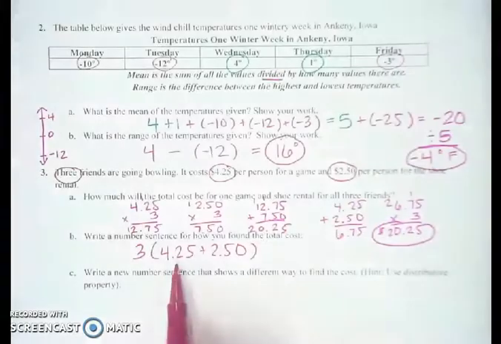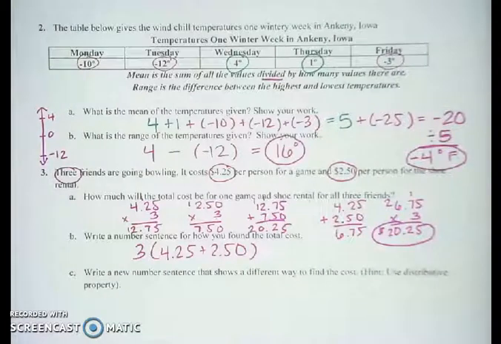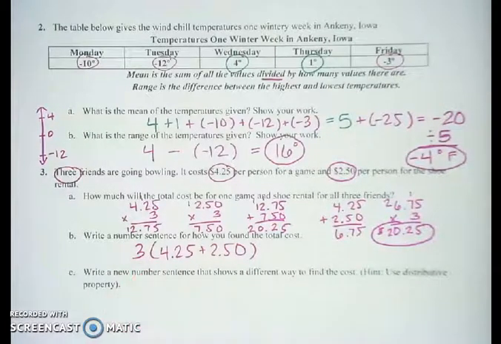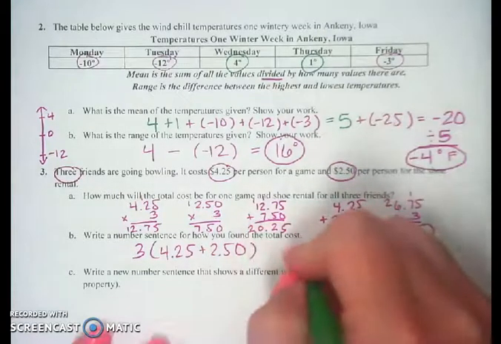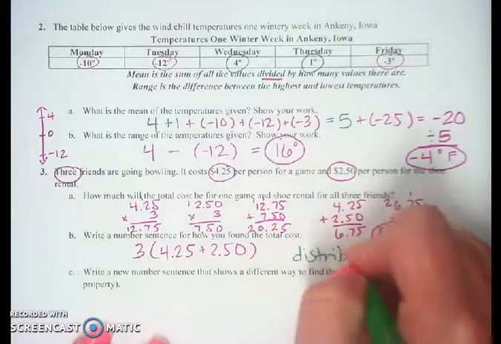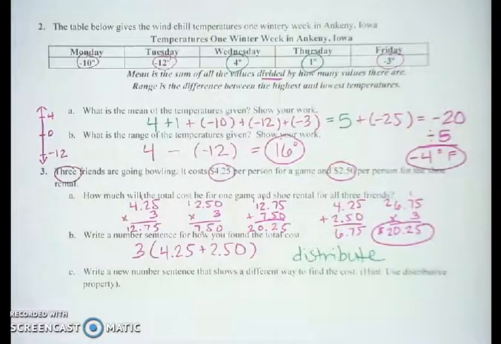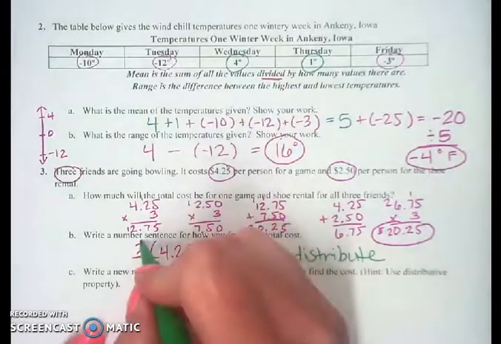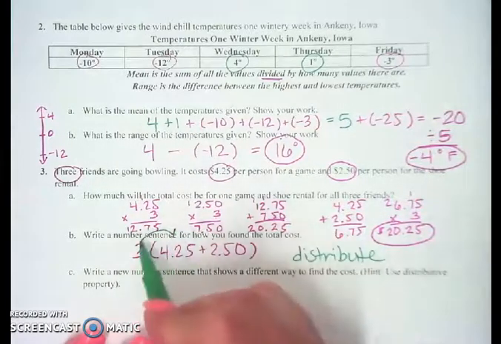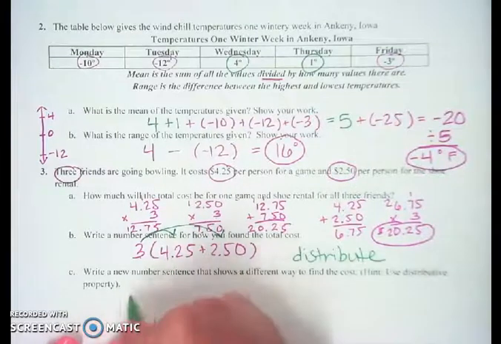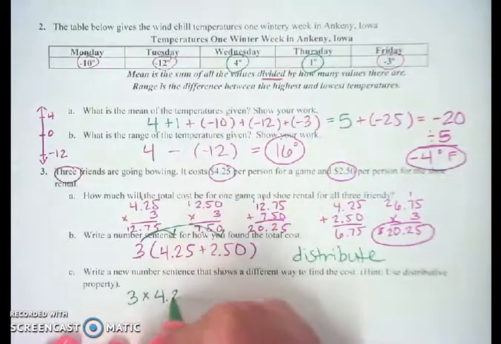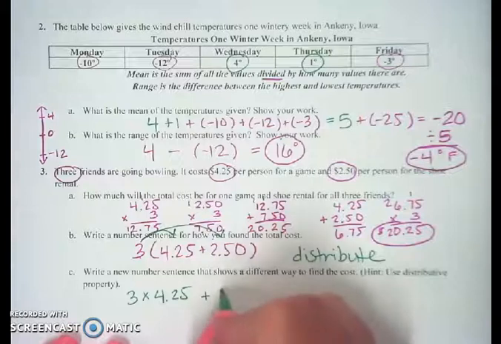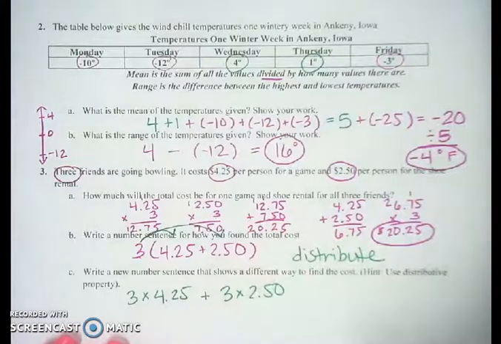So again, if I want to add, I need parentheses. Order of operations would multiply these if I didn't. Okay. So then here's our new word for the day. Distribute, as I write it out. The distributive property says I multiply everything inside the parentheses by what's on the outside. So I have 3 groups of games, and I have 3 groups of shoes. So I take 3 times 4.25 and 3 times 2.50.